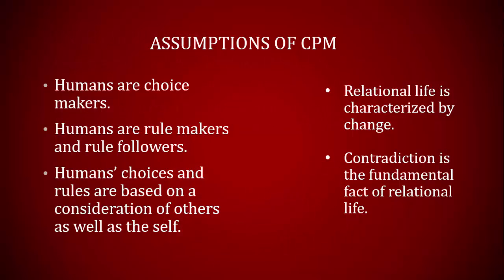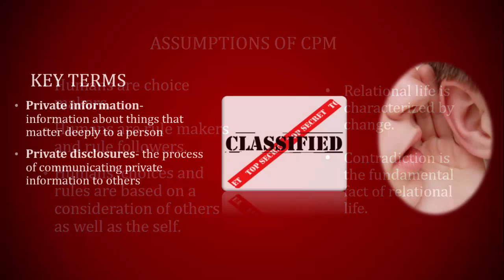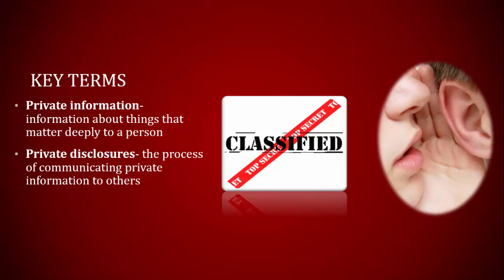The assumptions of CPM are that humans are choice makers, humans are rule makers and rule followers, humans' choices and rules are based on a consideration of others as well as the self, relational life is characterized by change, and contradiction is the fundamental fact of relational life. A couple of important key terms relevant to CPM are private information and private disclosures. Private information is information about things that matter deeply to a person, and private disclosures is the process of communicating that private information to others.